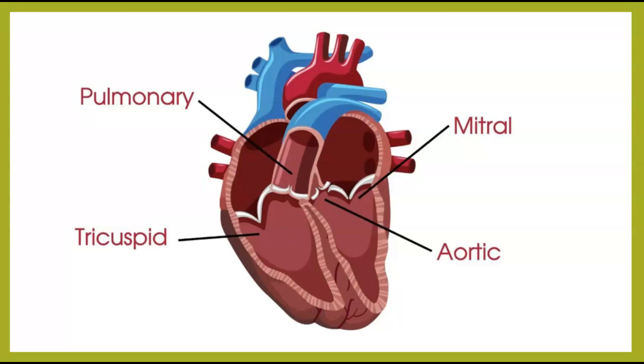So you can kind of remember the pulmonic valve is going to be close to the pulmonary artery, and then the aortic valve is going to be close to the aorta. And then you can remember your tricuspid and your bicuspid or your mitral valve. Those are going to be between your atriums and your ventricles.